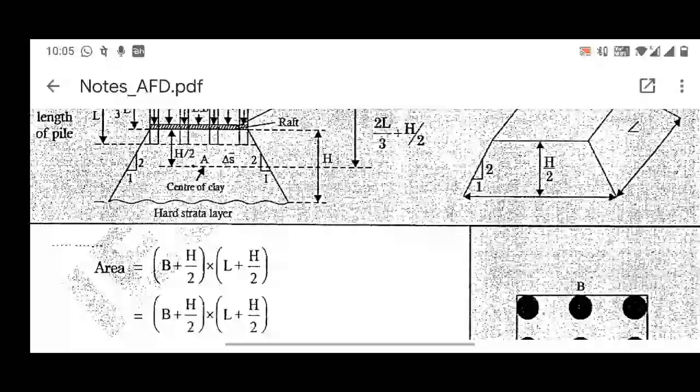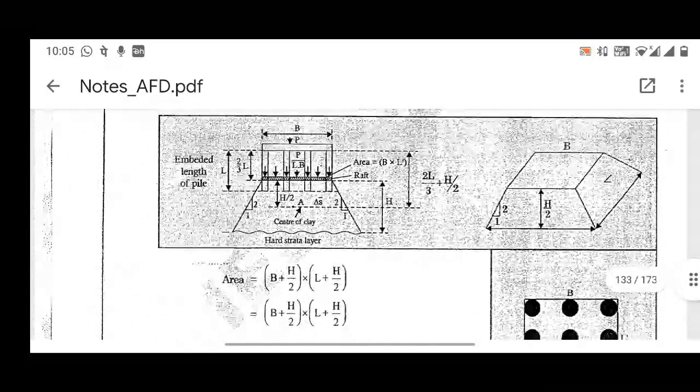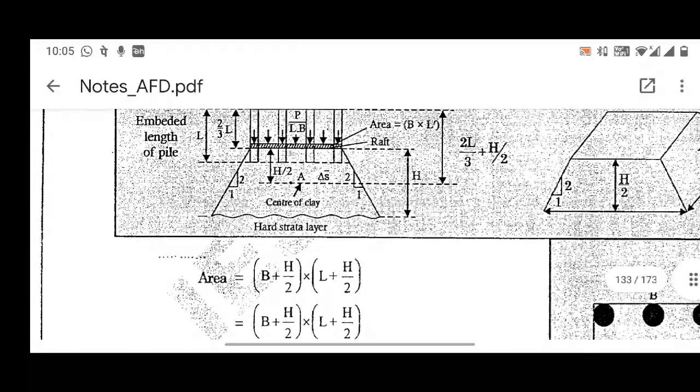Okay. So B plus h by 2 into L plus h by 2 will give you the area at that particular point, that is at 2L by 3 plus h by 2. Now you have the area. Now, if you want to find the overburden stress at the center of the clay, you simply multiply gamma with the height of the stratum, that is 2L by 3 plus H by 2 multiplied by the bulk unit weight. That will give you the overburden stress at the center of the clay layer. That is what is shown here.